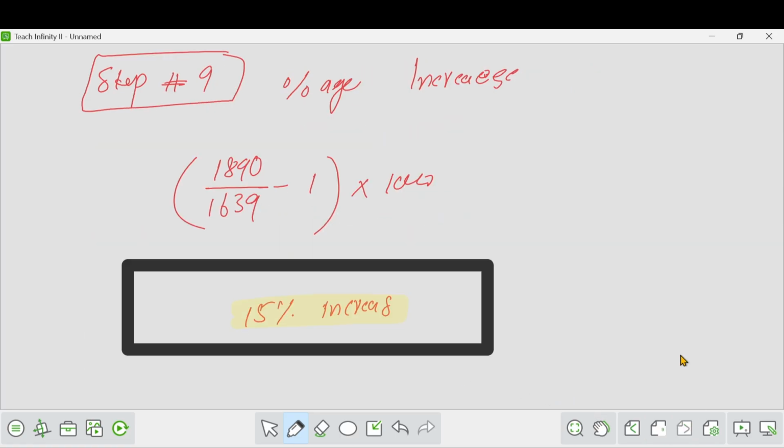Okay, now we will compare the cracking moment of the gross cross section and the transformed cross section. The transformed cross section has a greater cracking moment, a 15% increase. So this has more resistance to the load.